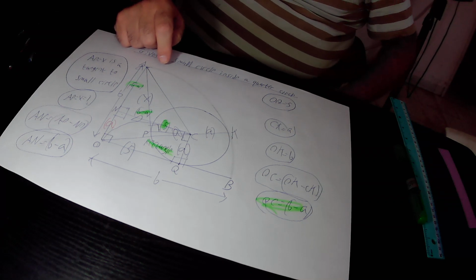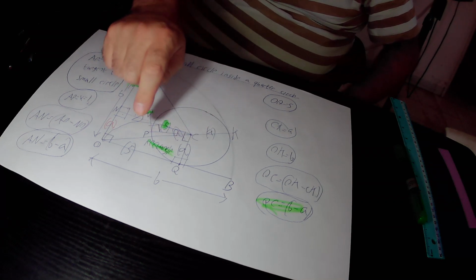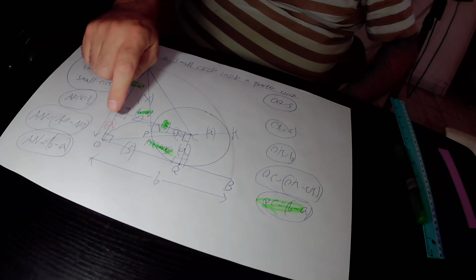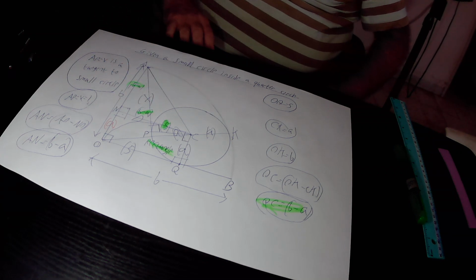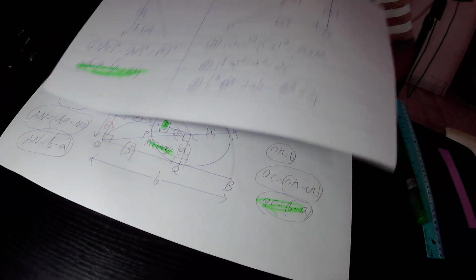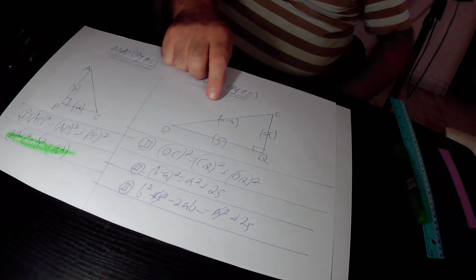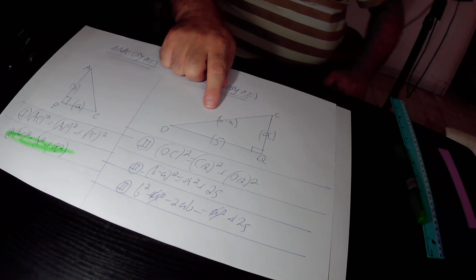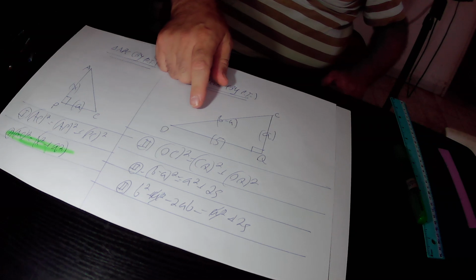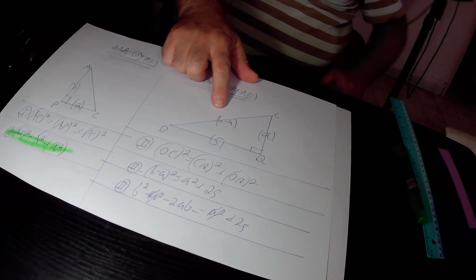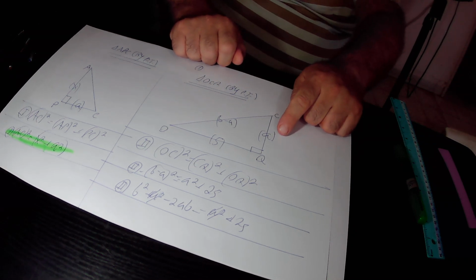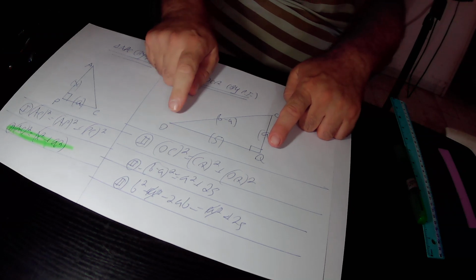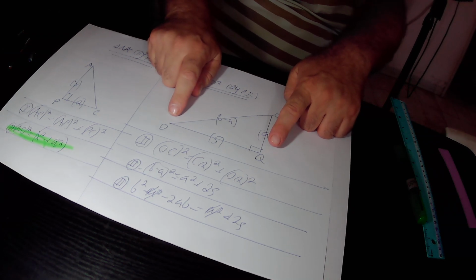In the next step, I'll copy the right triangle OCQ in a new page and implement the Pythagoras theorem on this right triangle OCQ. So here this is the right triangle OCQ that I copied from the original drawing. We just found out that the hypotenuse OC equals B minus A. CQ is the radius of the small circle, that is A, and OQ equals 5 units according to what is given in the question.